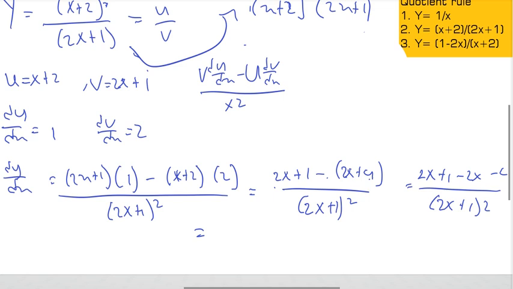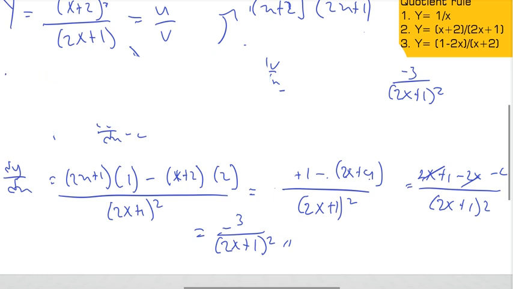So then we are going to have 2x cancel out 2x. We have 1 minus 4. So that will be minus 3 over 2x plus 1 squared. So this is our final answer. So let me just put it somewhere here. So we have minus 3 over 2x plus 1 all squared. So let me just clean this.